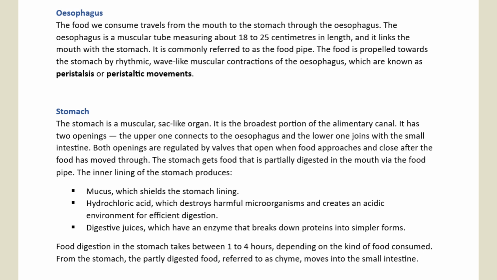The inner lining of the stomach produces mucus, which shields the stomach lining, hydrochloric acid, which destroys harmful microorganisms and creates an acidic environment for efficient digestion, and digestive juices, which have an enzyme that breaks down proteins into simpler forms. Food digestion in the stomach takes between 1 to 4 hours, depending on the kind of food consumed. From the stomach, the partly digested food, referred to as chyme, moves into the small intestine.